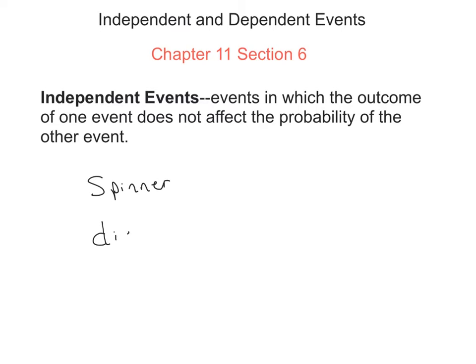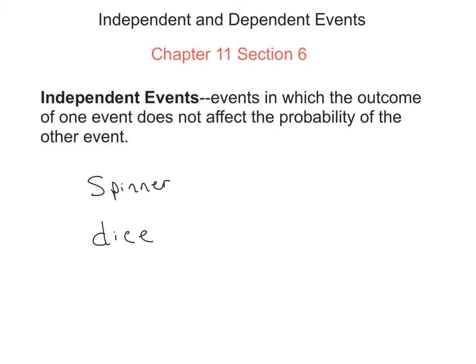Suppose I rolled some dice. Well, regardless of whatever the first die landed on, we know that the second die will land on whatever number it's going to land on. It doesn't have anything to do with whatever the first die landed on. So therefore, those are two separate events. So that's another example of independent events.